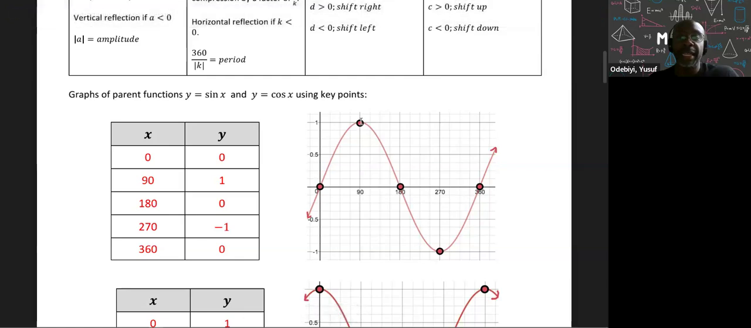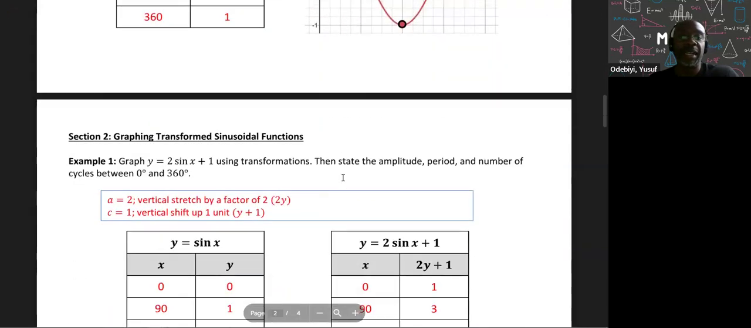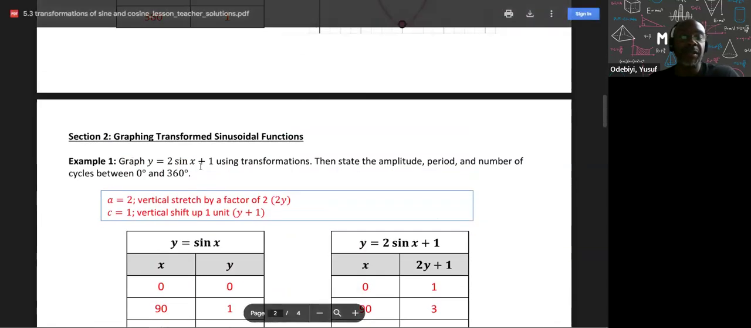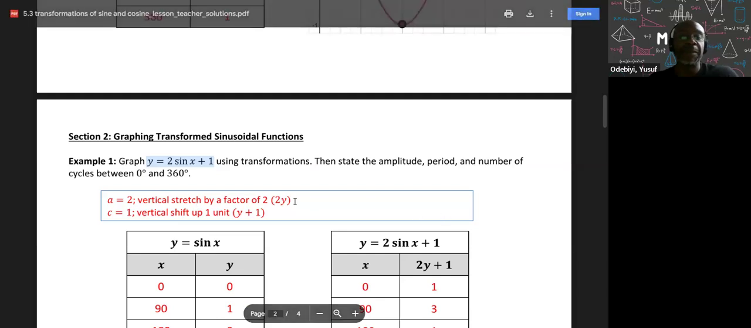So if I go to 90 degrees, I'm at 1, not -1, sorry, 1. And then I go to 180, then I'm at 0 for y, go to 270 for x, I'm at -1, and so on, right? So we know this from the previous lesson, okay? So now when we have transformation, we have to look at the parent function and how the parent function is changed to the transformed function, okay?